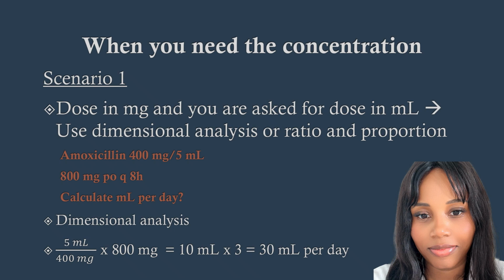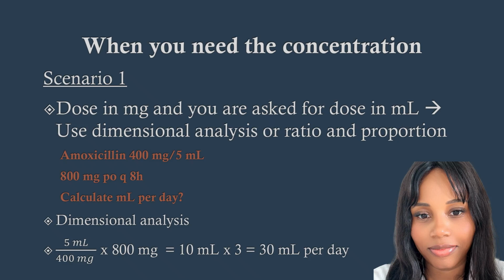So let's look at the example. Amoxicillin 400 milligram per 5 ml, 800 milligram every 8 hours. Calculate ml per day. So as we can see, the dose is given in milligram and then we're asked for the daily dose in ml. So let's use dimensional analysis. Again, like I mentioned, you can use dimensional analysis, you can use ratio and proportion.